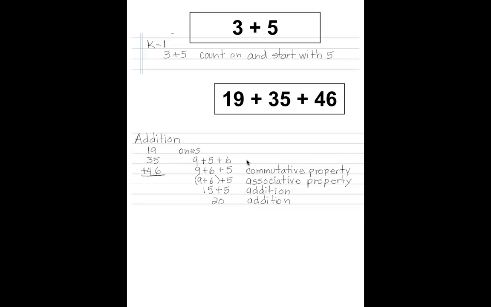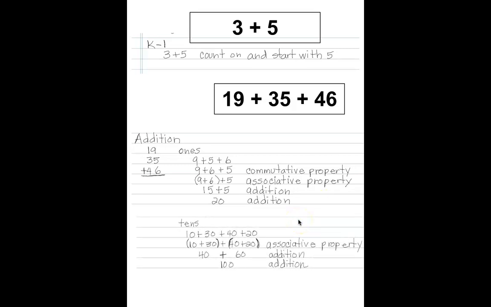Notice they can move the add-ins, commute the add-ins, if you will, and think of it as 9 plus 6 plus 5. That way, they get to a friendly 15 plus 5 more to equal that sum of 20. Notice how here they're using both the commutative and the associative properties.